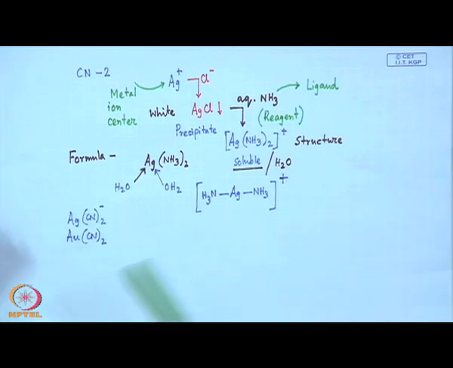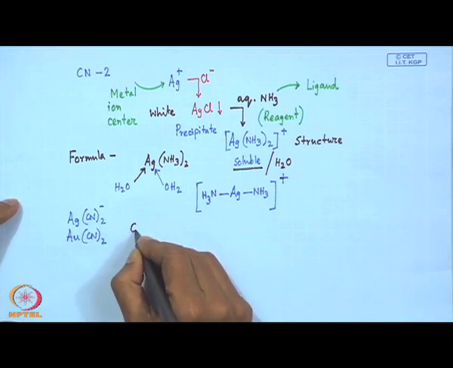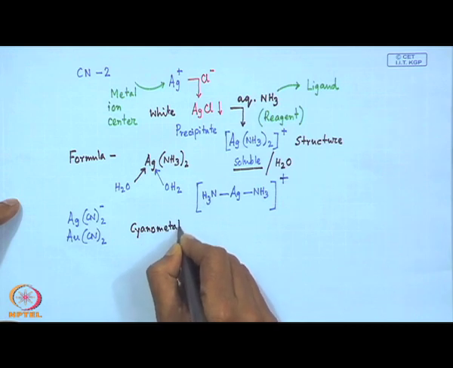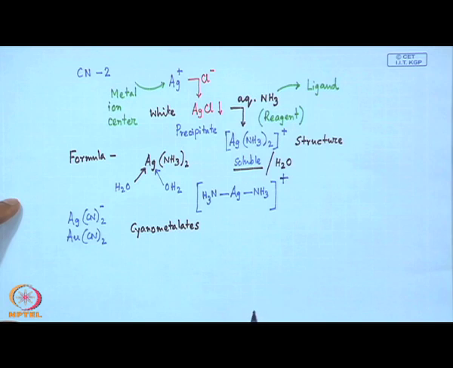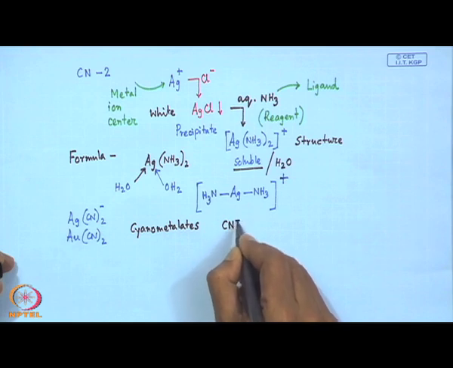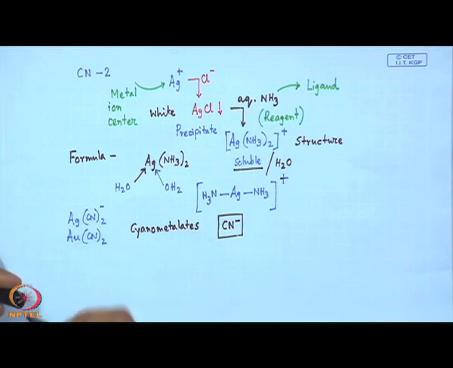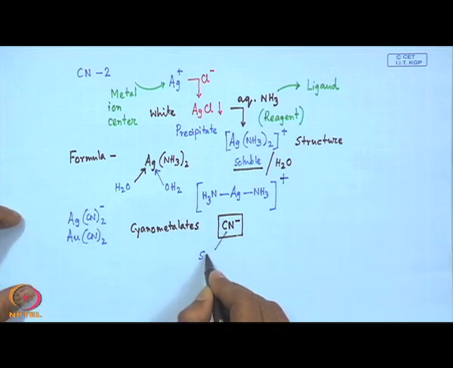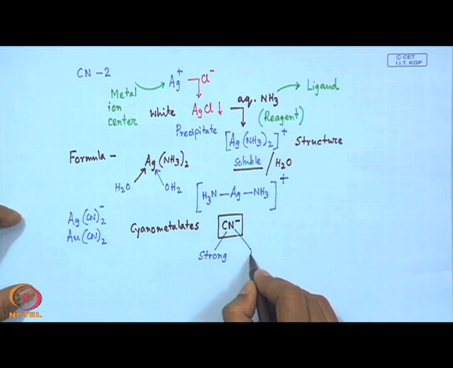So, cyanometalates are a general group of molecules, and these cyanometalates provide us some complexes where CN minus is the ligand. CN minus is a very good nucleophile and is a very strong ligand. So, it is a strong one and is a good nucleophile also.